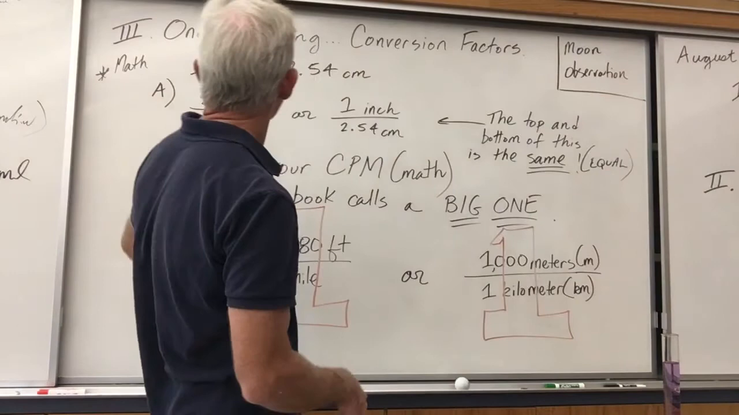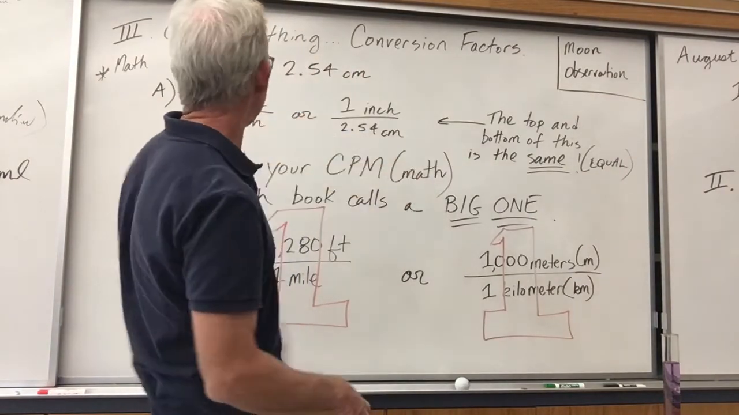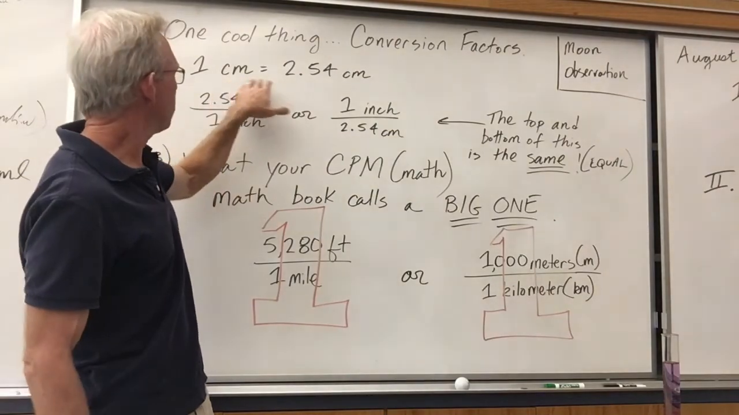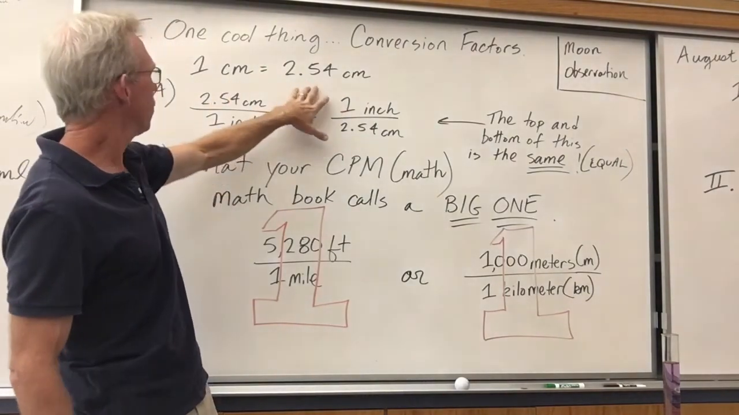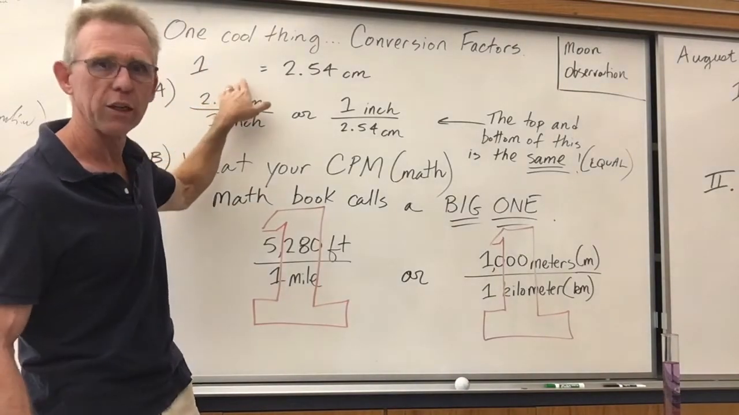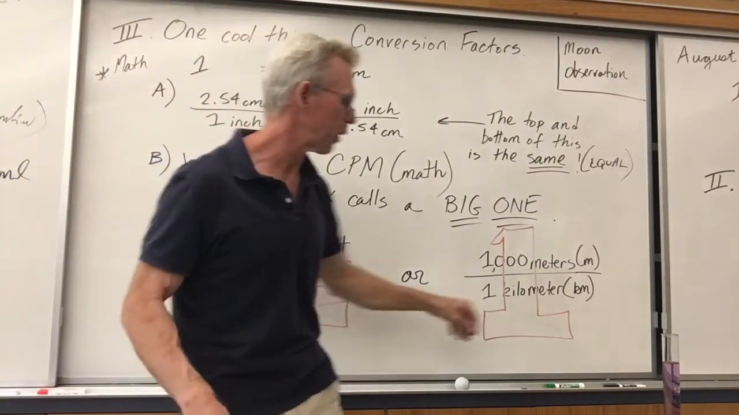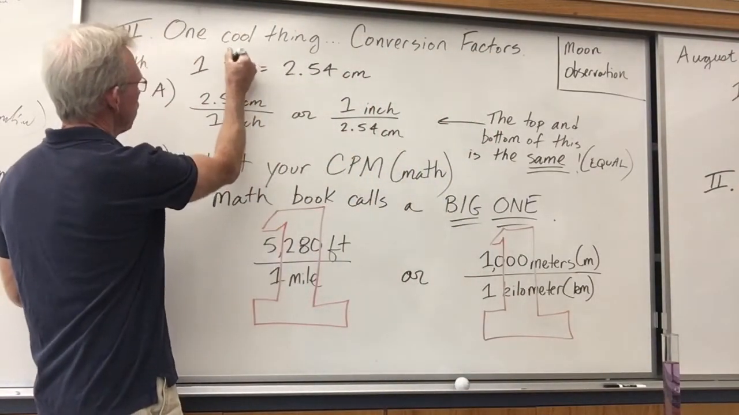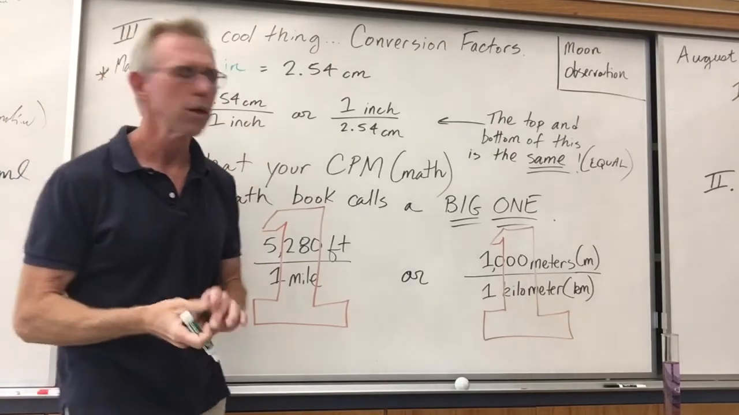So here we go. If you look at one cool thing, conversion factors. 1 inch is equal to about 2.54 centimeters. If you look up here, I made a little typo that should say 1 inch. 1 inch is about 2.54 centimeters. So if you're looking at a conversion factor, let me change that to 1 inch. I just noticed the board was incorrect.